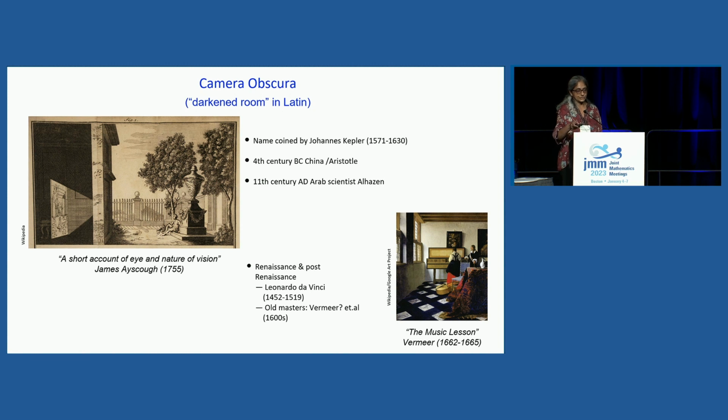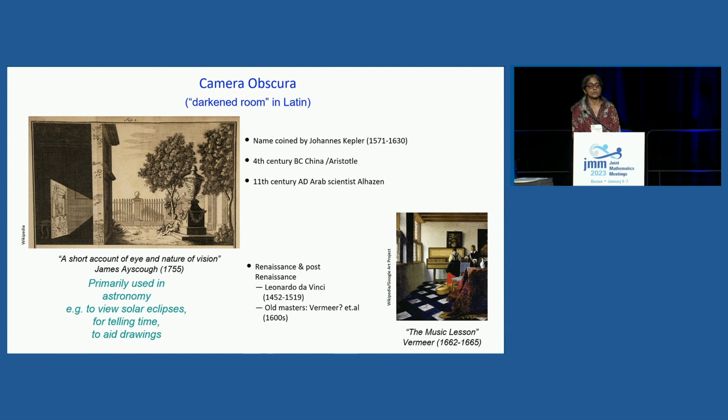So this is controversial. And up until maybe the end of the 1700s, this object was used mostly in astronomy to look at pictures of the sun. So like, for example, to see solar eclipses indirectly, for telling time, and also as an aid in drawings.